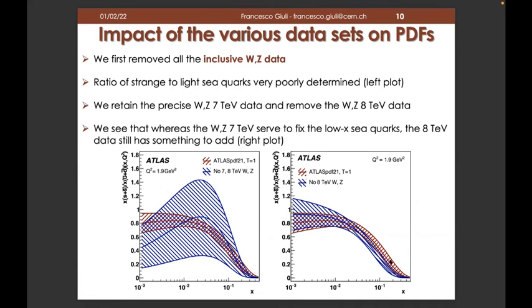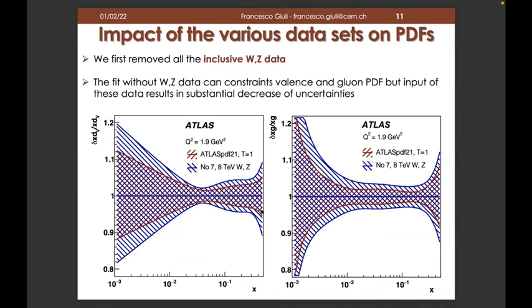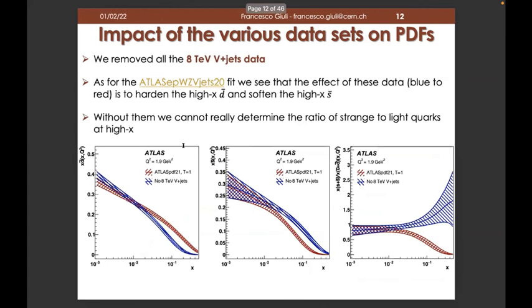Talking about the uncertainty, here you have the uncertainty for the valence and the gluon, respectively on the left and on the right-hand side. You can see that the fit without the 7 TeV WZ data can constrain the valence and the gluon PDF, but of course, including this data results in a substantial decrease of the uncertainty.